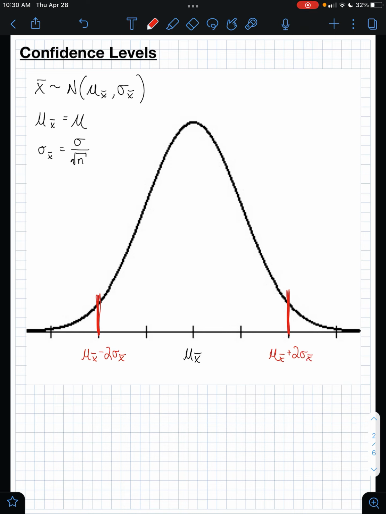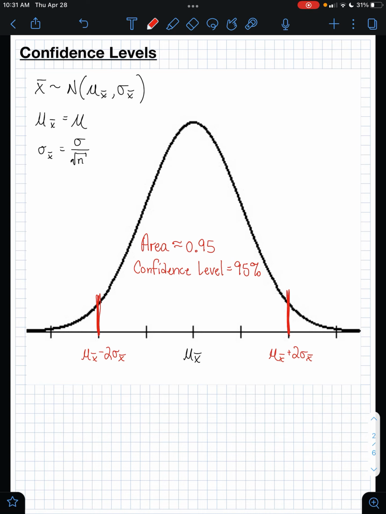And the idea here is that the area between these 2 red lines, based on the empirical rule, is approximately 0.95. This corresponds to a confidence level of 95%. So the confidence level is going to be directly tied into the area of this region. Now what that does is it produces a range of values, an interval that is centered on mu sub x bar.